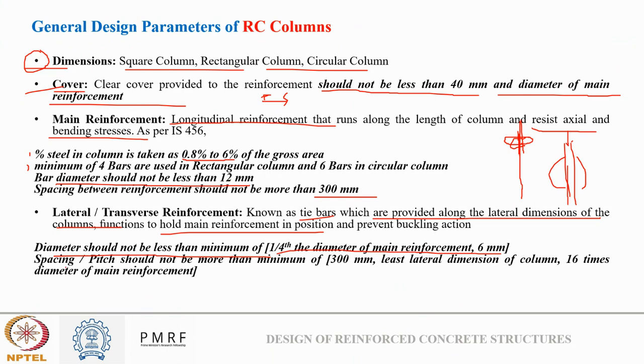And then the spacing or pitch, the distance between the tie bars. Suppose I'm providing a tie bar here, then here. This spacing should not be more than 300 mm, or the least lateral dimension of the column, or 16 times the diameter of the main reinforcement. We need to take the minimum of these three conditions while providing the spacing between the lateral reinforcement. So these are some design criteria that you need to remember while designing RC columns.